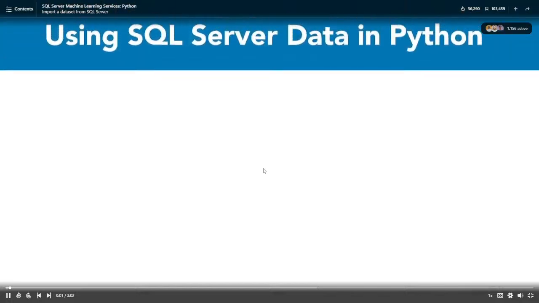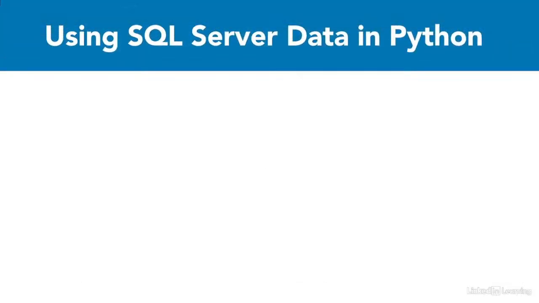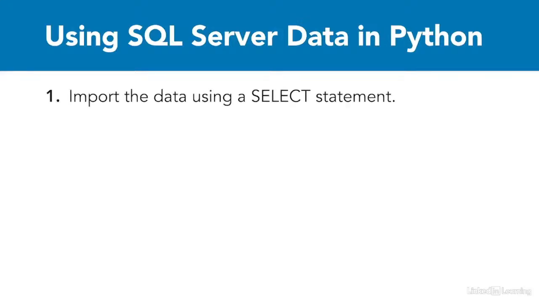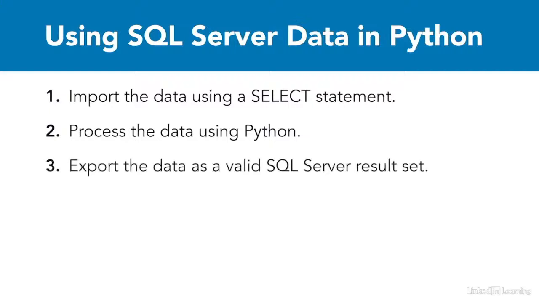So far, we've looked at working with values that are hard-coded in a Python script. But I'm sure what you really want to know is how to work with the data that you've already stored in a SQL Server database. There are 3 steps of processing SQL Server data with Python. First, import the data that you want to work with in the Python script using a standard T-SQL select query. Second, you're going to do something with that data using Python functions and libraries. And third, you'll then output the processed data to a result set that SQL Server understands.